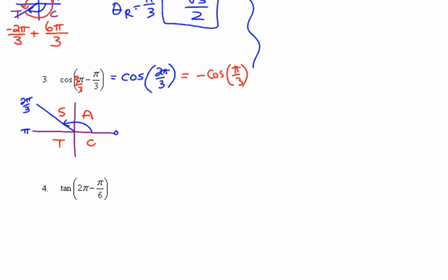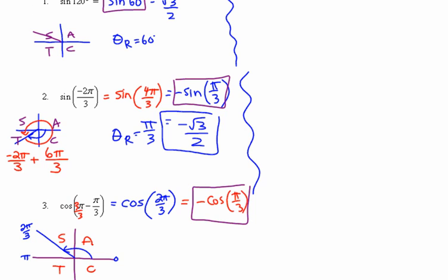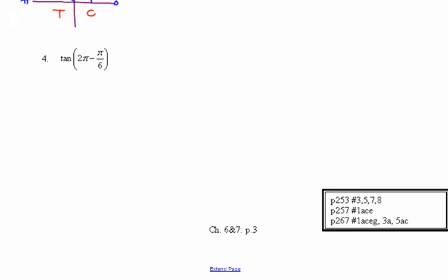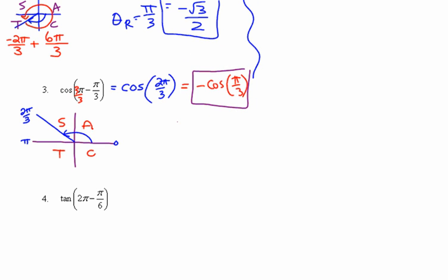So let's check it out. You can use your unit circle, or I'm going to use my special triangles. So cos of pi over 3 would be what? 1 over 2. So negative 1/2.